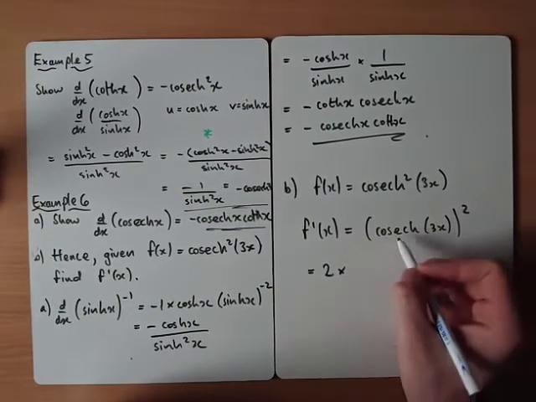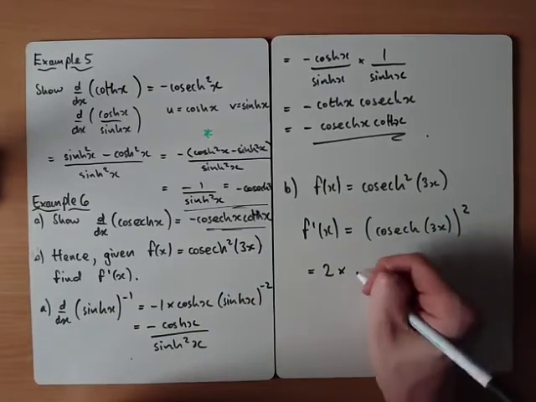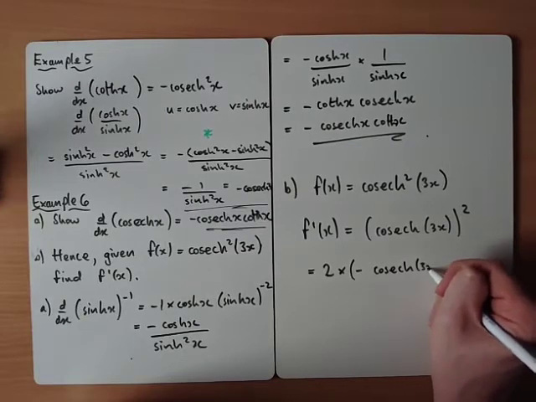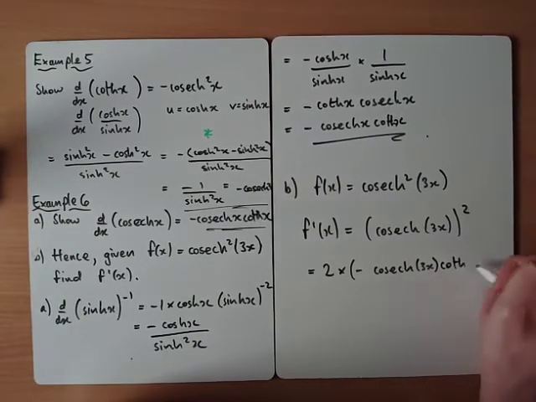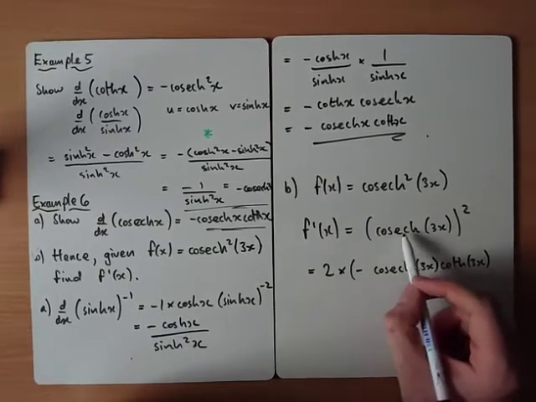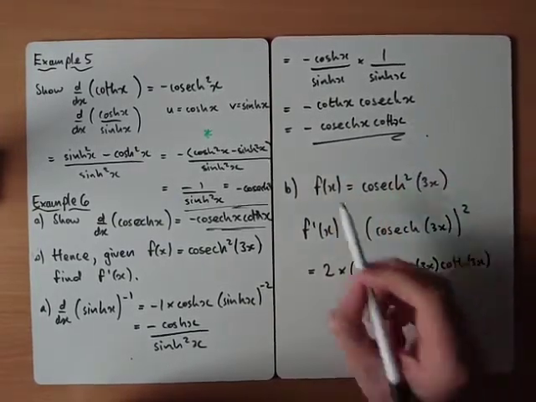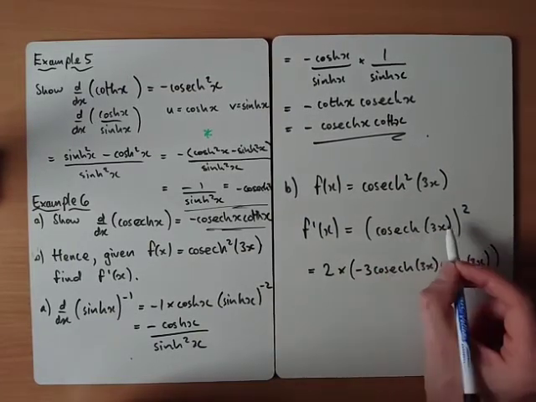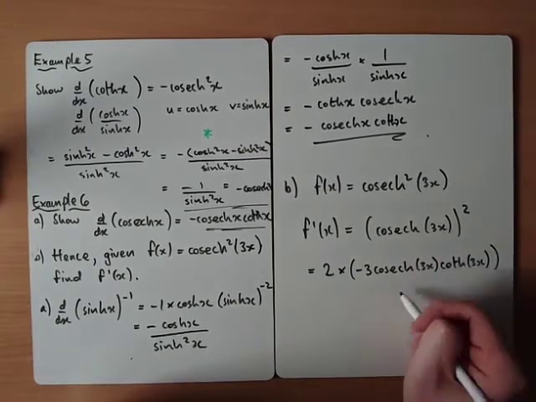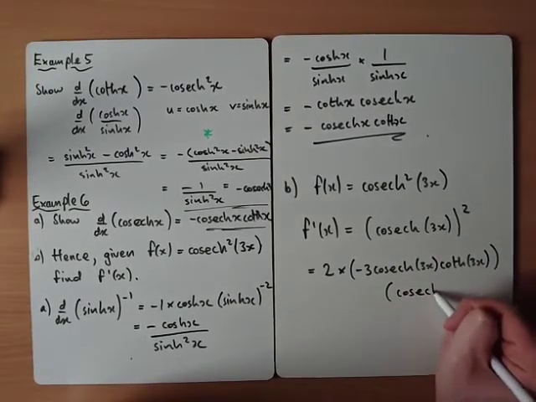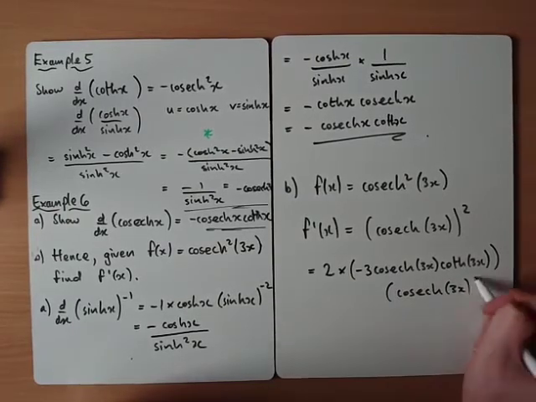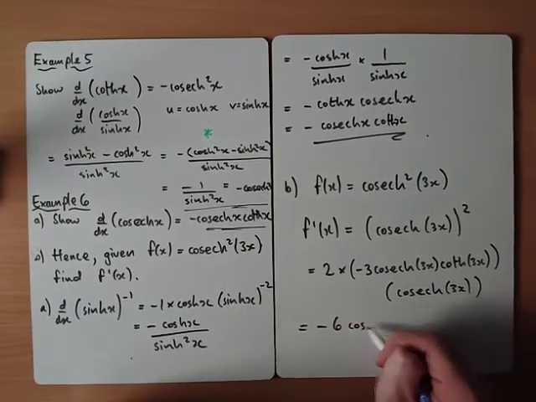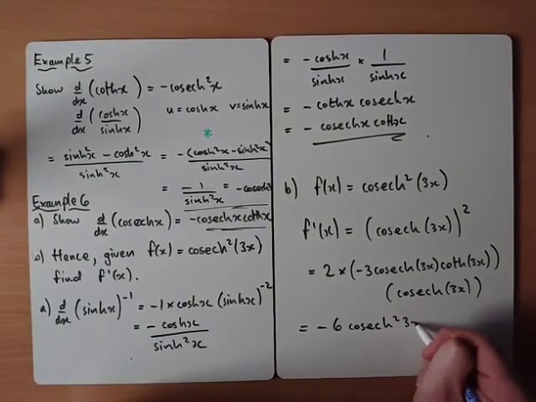Okay, so if we differentiate this one, we can use the result that we've just found. So that would be minus. Be careful with this. The derivative of cosech is minus cosech coth, but because it's 3x, we'd also multiply by 3. So we times by the power, times by the derivative, take one off the power. And let's just tidy this up. That'll give us minus 6 cosech times cosech coth.